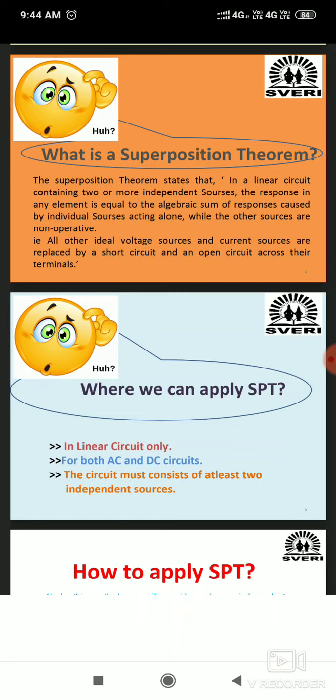So what do you mean by non-operative? Non-operative means what? That is given in the statement below. That is, all other ideal voltage sources and current sources are replaced by a short circuit and an open circuit across their terminals respectively. The word respectively is missing here. So here once again I will give the hint how to remember.